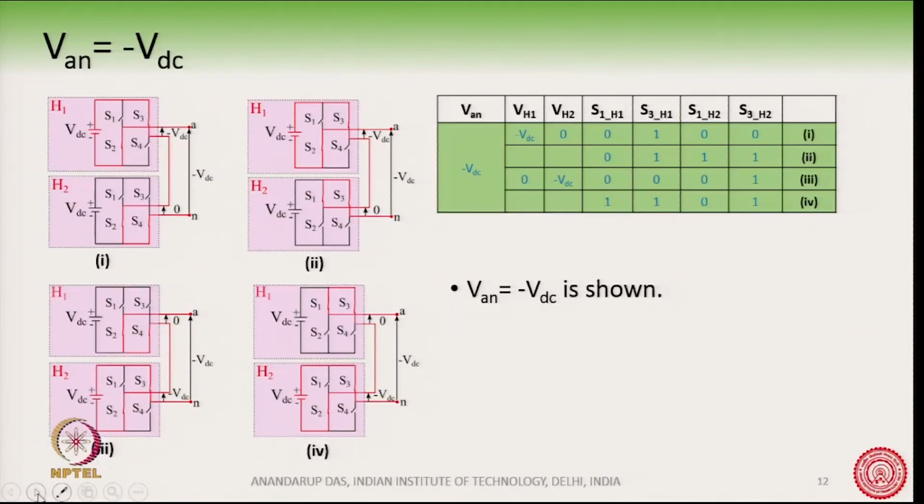Again, in a very similar way, if we want to get VAN equal to minus VDC, then we can have VH1 as minus VDC and VH2 0, or we can have VH1 0 and VH2 minus VDC. This is shown here. The sum of both is equal to minus VDC. And then we have similarly 4 switching multiplicities which can produce this VAN equal to minus VDC.